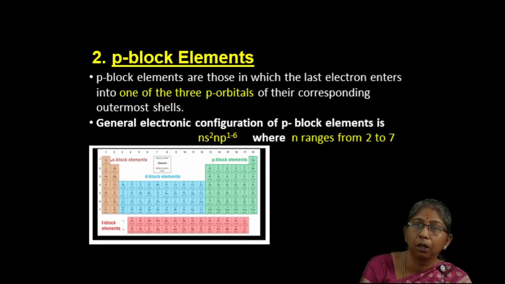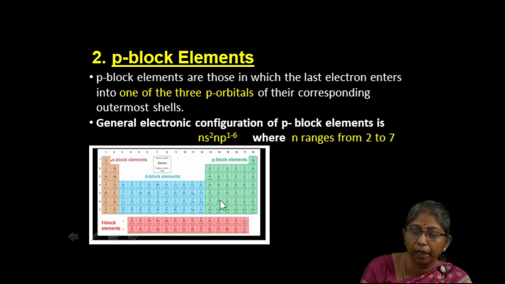P block elements are those in which the last electron enters into one of the 3 p orbitals, that is, the p orbitals are being filled. So see the electronic configuration of the P block elements. It is ns2 np1 to 6 electrons, either it is np1 or np2, np3, like that it goes on. Here the value of n ranges from 2 to 7.